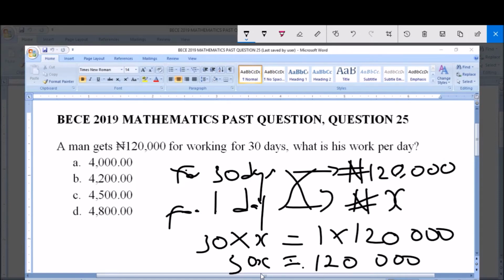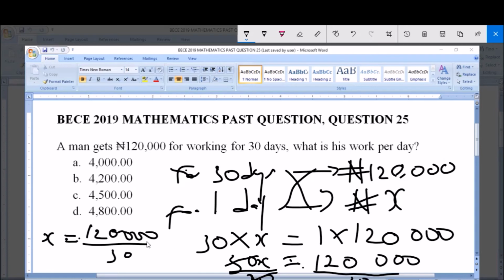Now how do we find X? We simply find X by dividing both sides by 30, because now you want to make X the subject of the formula. So when you divide here by 30 and you divide this side by 30 also, this 30 here will cancel this 30 here, and so you have that X is equal to 120,000 all over 30.